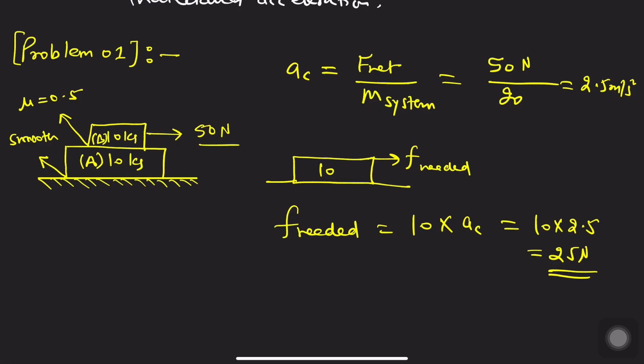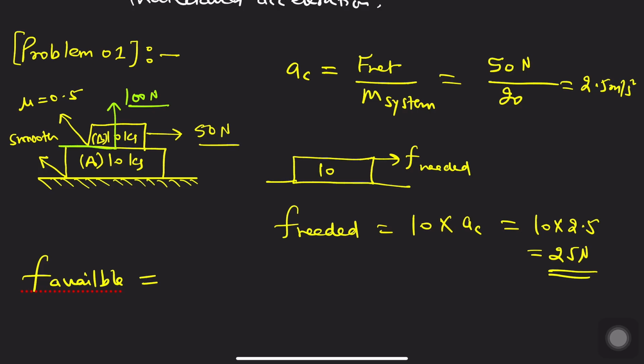Now we have to check whether we have this much friction available or not, whether we can provide this much friction if it is needed. So let's see the F available. If you see on this system, the normal force acting is 100 Newton in the upward direction.